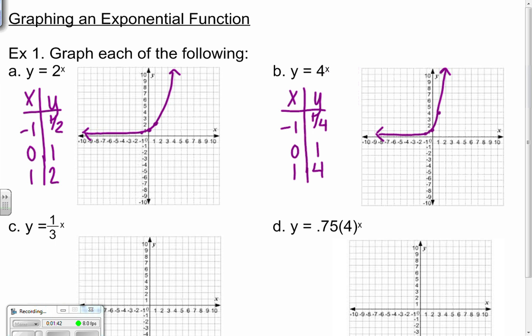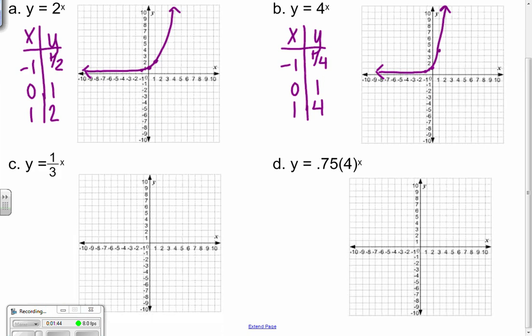Letter C, y equals (1/3) to the x. So again, I'm going to choose values of x, plug them in, and get values of y back out. If I put a -1 in, 1/3 to the -1 is 3. If I put a 0 in, 1/3 to the 0, I get a 1, and 1/3 to the first is 1/3. So -1, 3 is right there, 0, 1, and 1, 1/3.